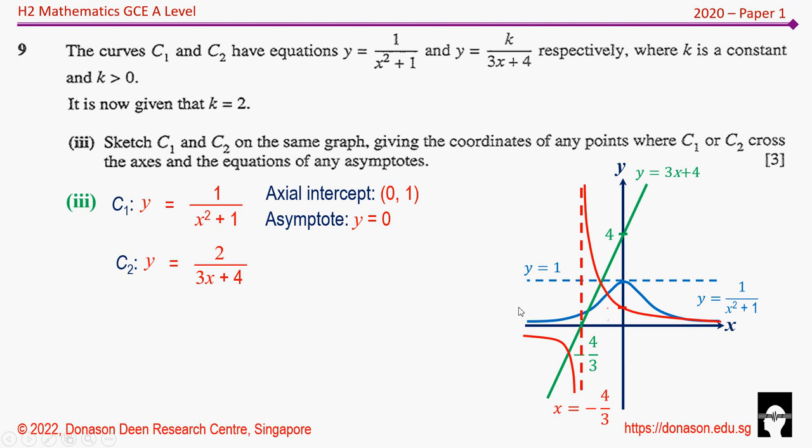So if we were to draw 1 over 3x plus 4, we just need to draw the reciprocal graph of the straight line graph which we drew just now. Now it was having a y-intercept of 4, so its reciprocal would be 1 over 4.